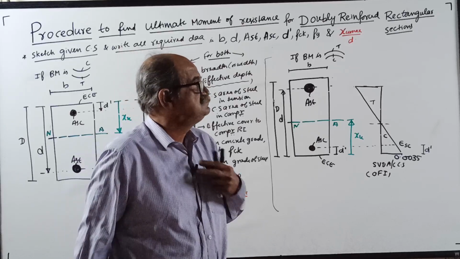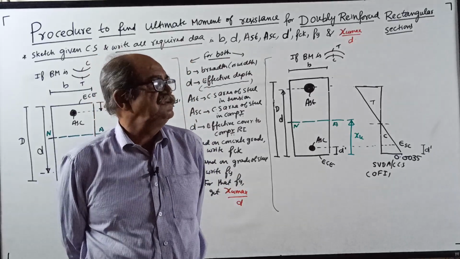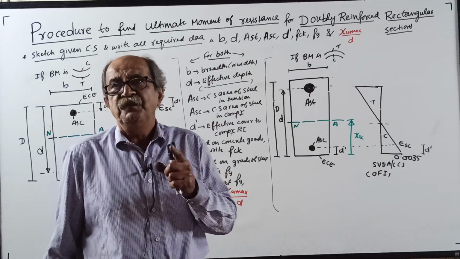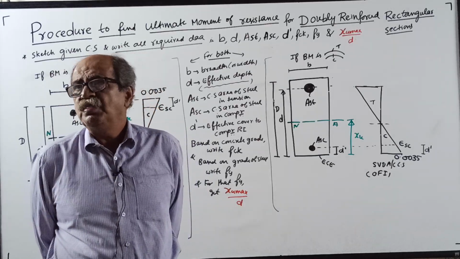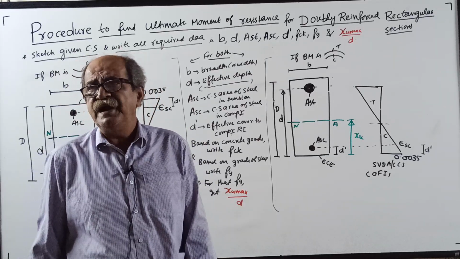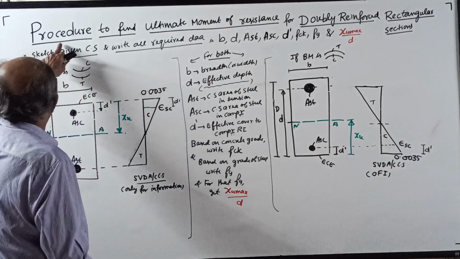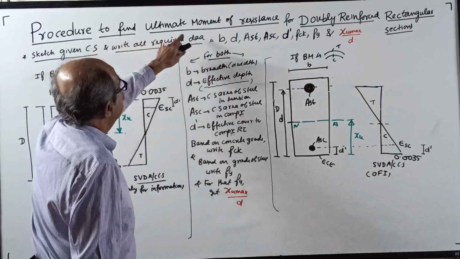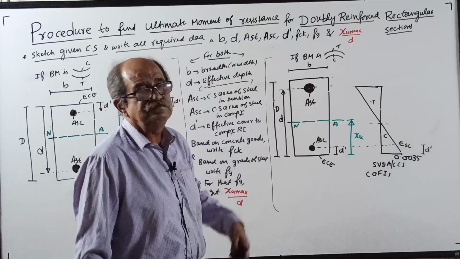Welcome to all. In WSM section part 1, I explained the principle of finding FSC. In part 2, I gave an example for finding FSC. Now remember, I am giving the procedure to find the ultimate moment of resistance for a doubly reinforced rectangular section by the limit state method.